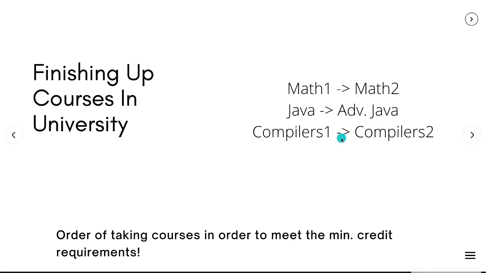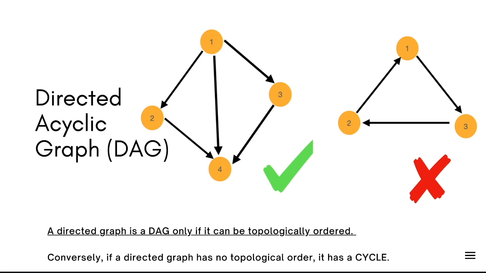So if you have several prerequisites and dependencies, how can you find the right way of taking up courses such that you have flexibility of orders, but these conditions are met, that you finish the prerequisites before you take on courses? So for the order of courses, in order to meet the minimum credit requirements, you can take the help of topological sort.